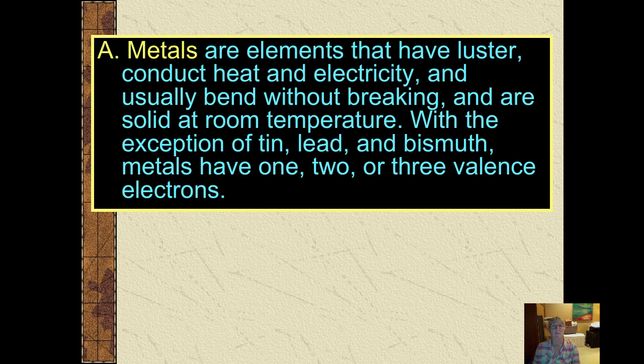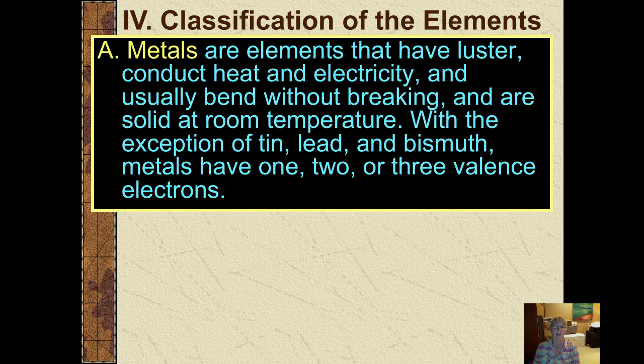Metals make up most of the periodic table, and their properties should be familiar to you. They are shiny or have luster. They are good conductors of heat and electricity. They are malleable, which means they can bend without breaking, and most of them are solids at room temperature, with, of course, the exception of liquid mercury. Another property that metals can have is ductility, or you can say they are ductile. That means they can be stretched into a thin wire without breaking. And most metals have 1, 2, or 3 valence electrons that are easily lost.